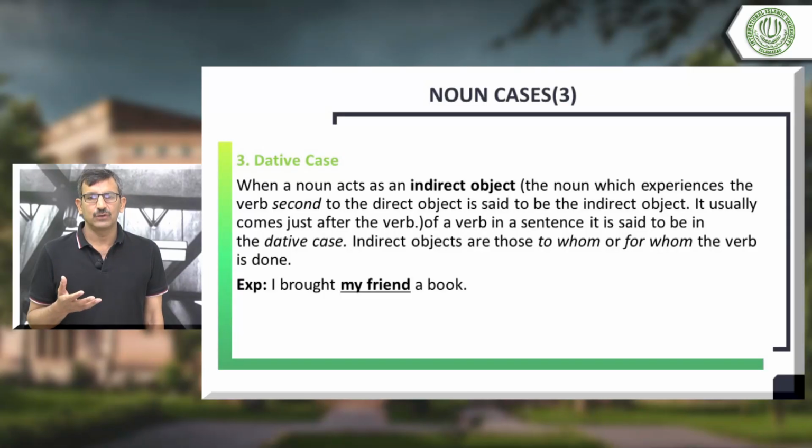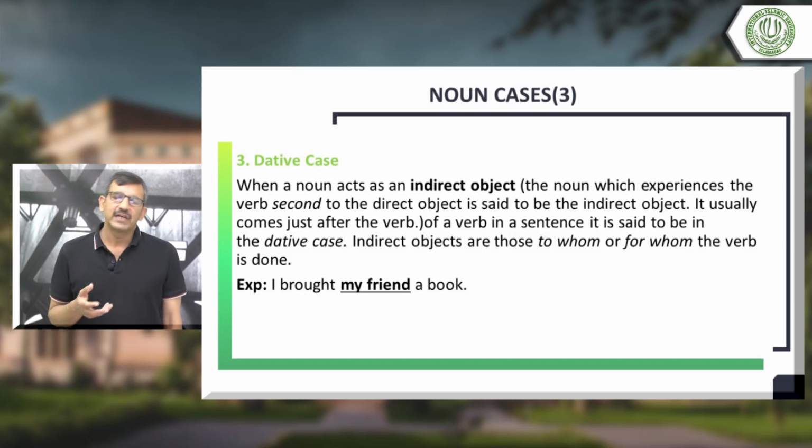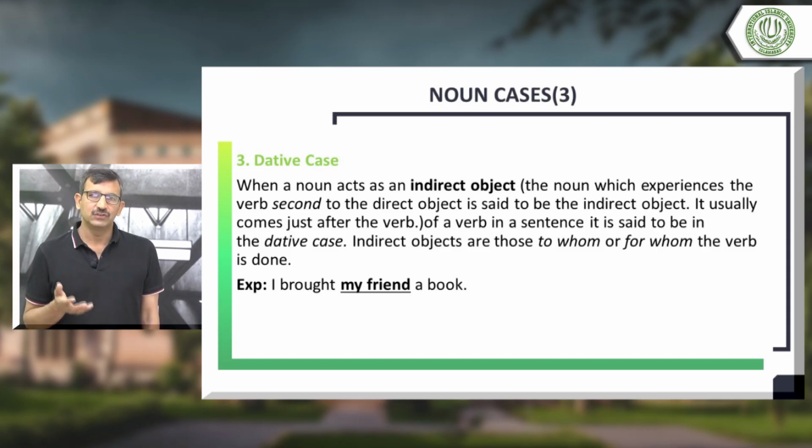The third case of noun is dative case. In this case, a noun acts as an indirect object of a verb in a sentence. Therefore, it is said to be the dative case. We can find out the indirect object by applying the words whom or for whom the verb is done.